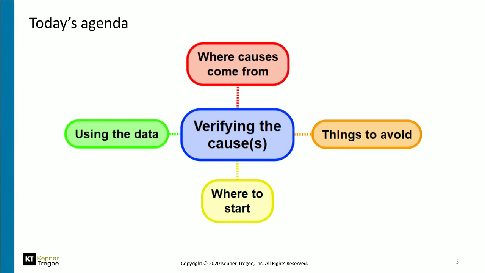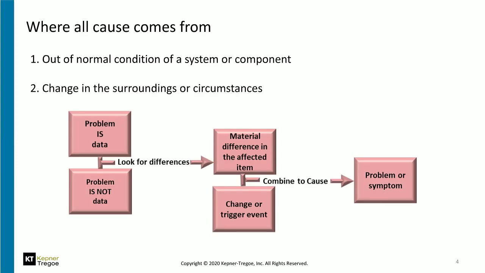Now, KT has 62 years of research and experience with this, and many of you will know something about that. Today, we're focusing on ensuring that you really do have the real cause or causes, and there are 4 parts to this. We'll talk first of all about where causes come from, then things to avoid in making sure that you have the genuine cause, some words about where to start, and then how to use the data to your best advantage. So that's for today. I hope you've got a suitable cup of tea or, where permitted, a nice cold beer. So let's talk about where cause comes from.